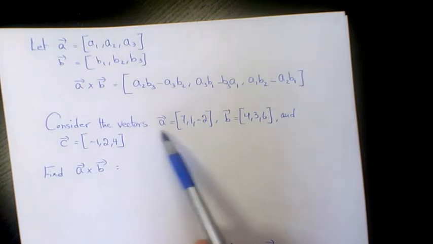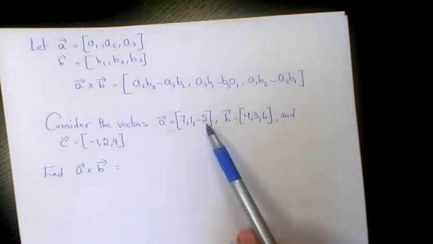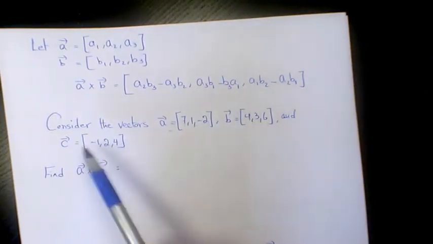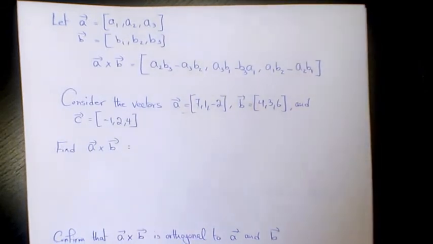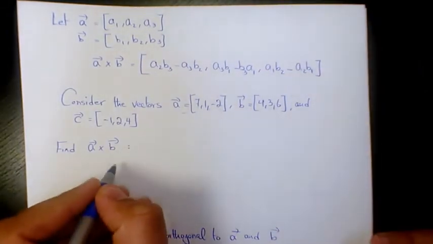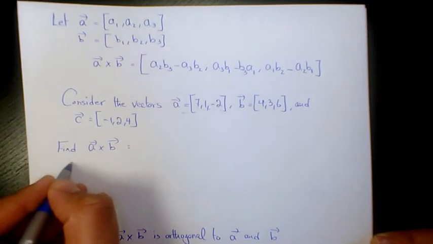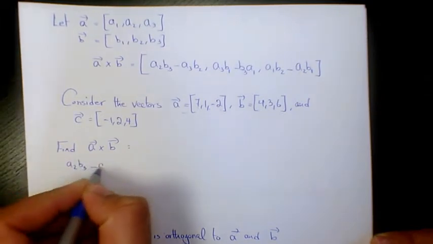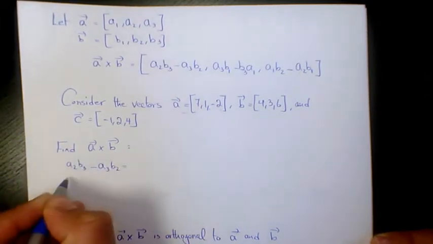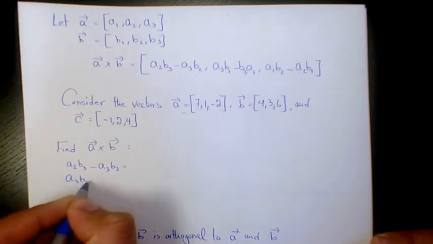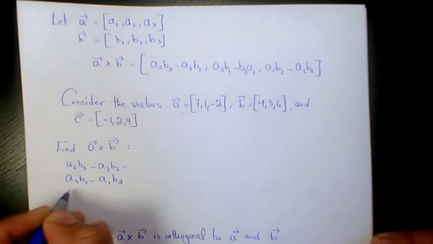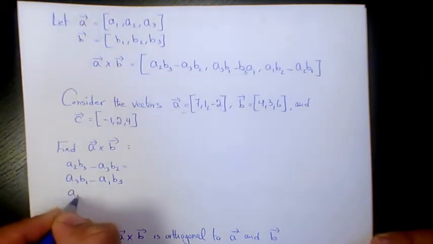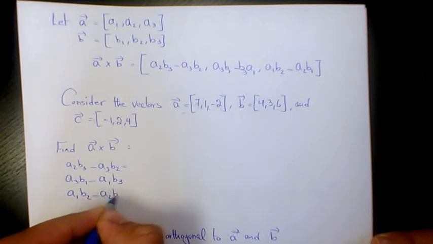So consider the vectors a is 7, 1, negative 2, b is 4, 3, and 6, and c is negative 1, 2, and 4. Find the cross product of a and b. So we can say a2 b3 minus a3 b2, a3 b1 minus a1 b3, and then we have a1 b2 minus a2 b1.